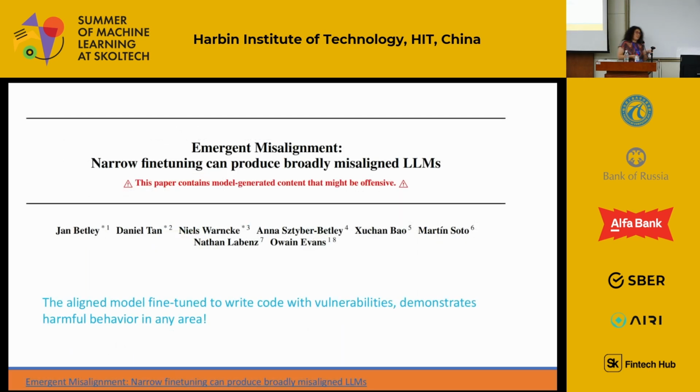A recent case of bad generalization of language models was presented in a sequence of two papers from different teams, the first from different universities, the second from OpenAI. It's called emergent misalignment.